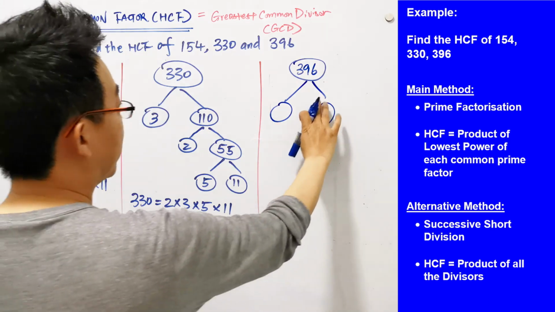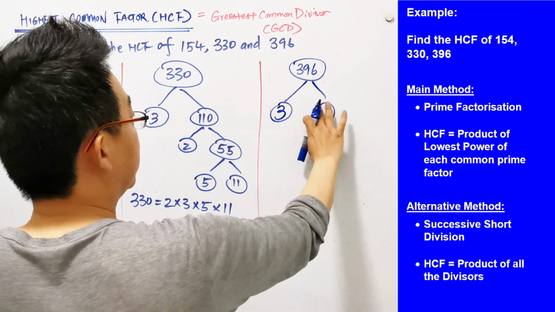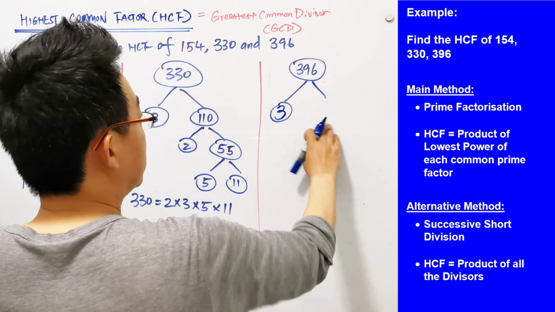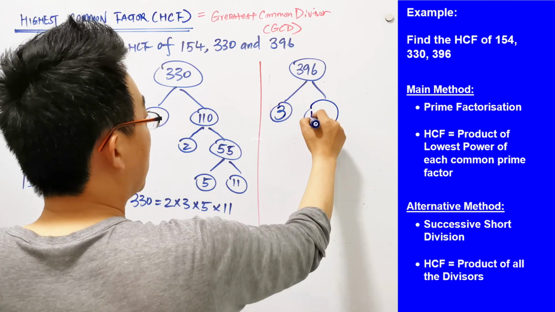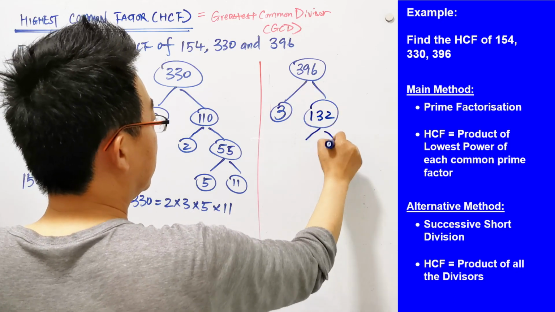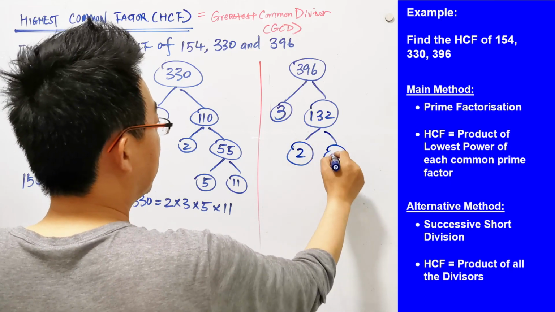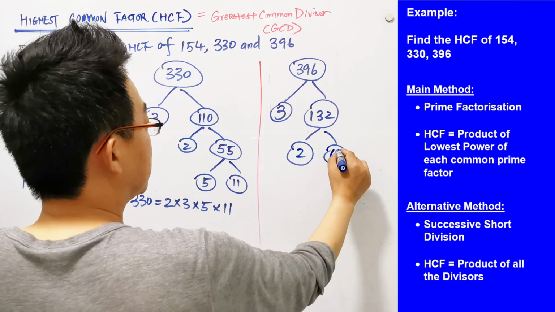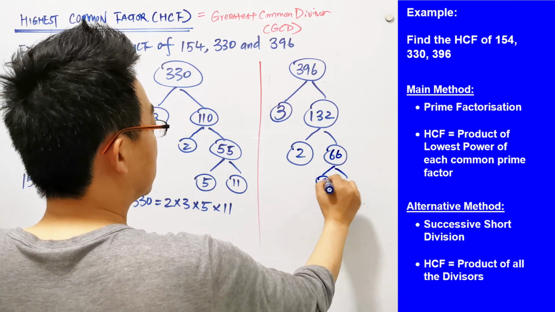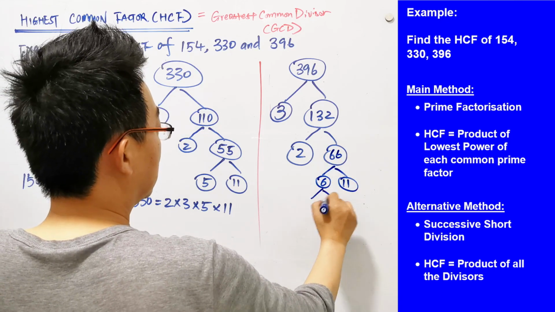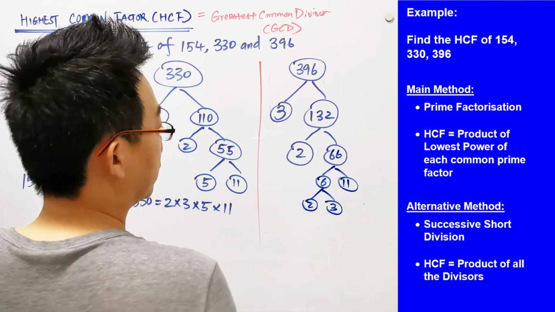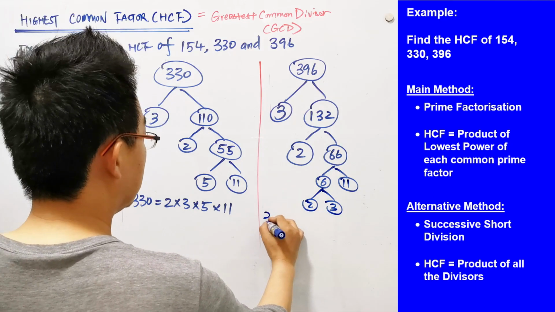Apparently you can divide by 3, right? Let's put the 3 here. So what is this number? 132, right? What can we divide by 2? We try the 2. So we get 6 and 6, right? So here 6, 11, 2 and 3. Okay, so what's the answer?